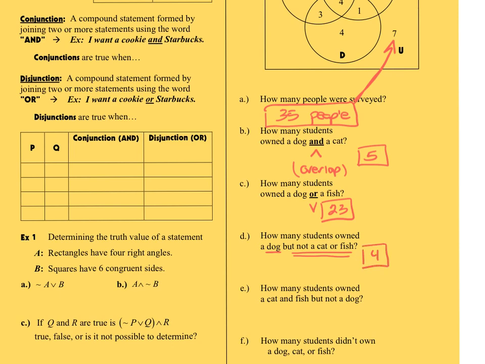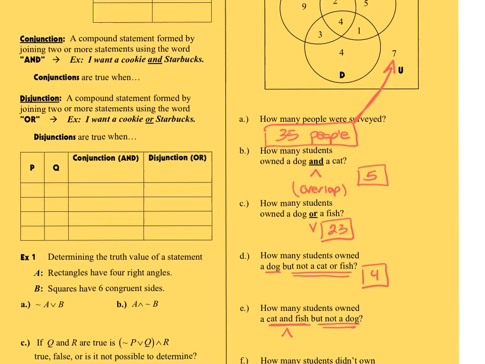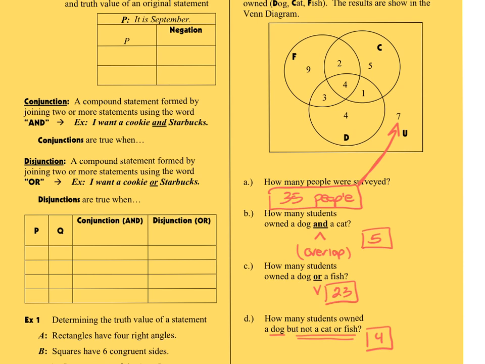On our next one, we want to look at if they owned cat and a fish. Remember that's an overlap, but not the dog. So let's go find our overlap of cat and fish. The overlap of the cat and fish is that almond shape. So this would be all my people that owned cat and fish, but I don't want the people that owned the dog. So I want to take out these 4. So I'm only going to do these 2 right here.